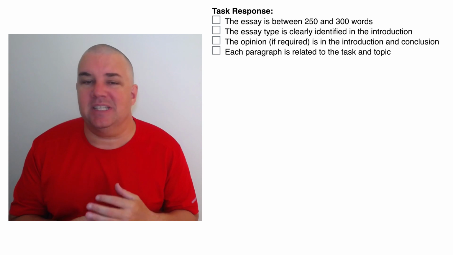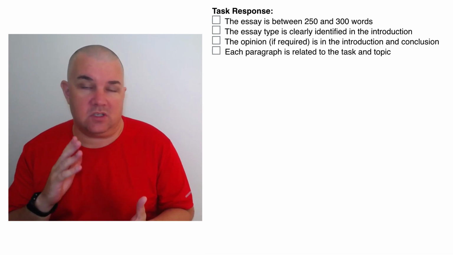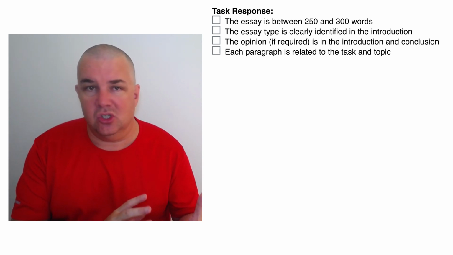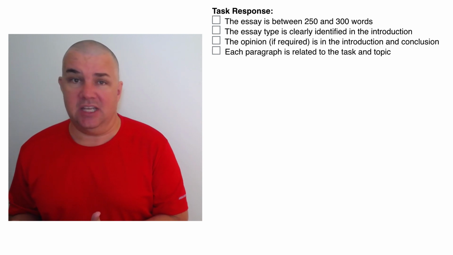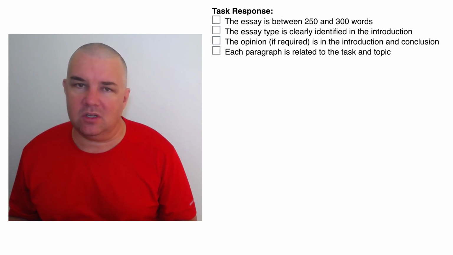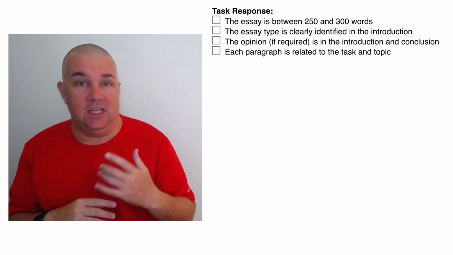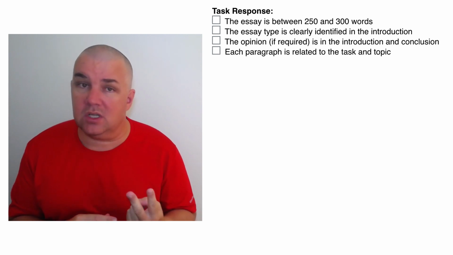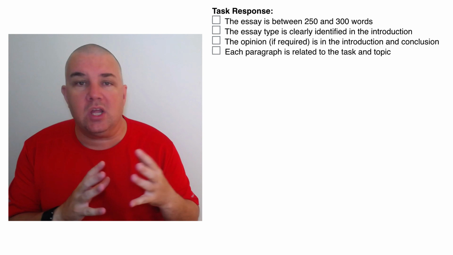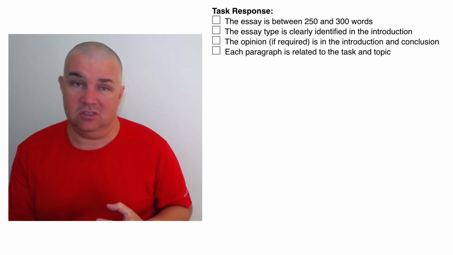The essay type is clearly identified in the introduction. This is quite important. This is a very common mistake that students make. If it's an opinion essay, the students might write that it's going to be a discussion essay. This essay will discuss, well, that's a discussion essay, not an opinion. It needs to be clear. You have to say, is it a discussion essay, or an opinion essay, or a problem solution essay, or a direct question? What are you going to do? You must make that clear in the introduction.